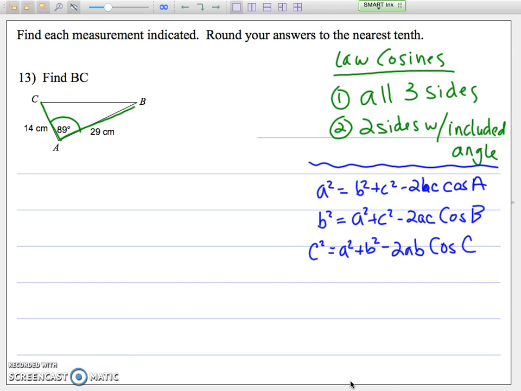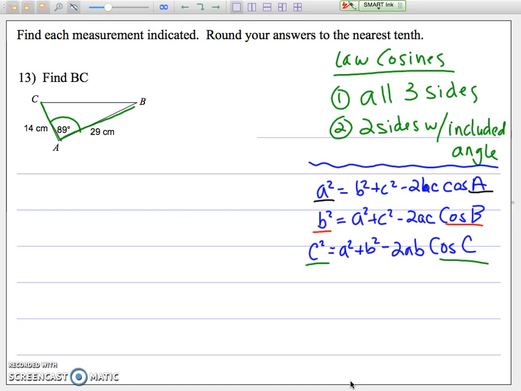So you've got to look. Are you looking for a or the cosine of A? Are you looking for b or the cosine of B? Or are you looking for c or angle C? So that's the formula you're going to use. And you'll notice they're all pretty similar. All right, so let's look at this problem here.